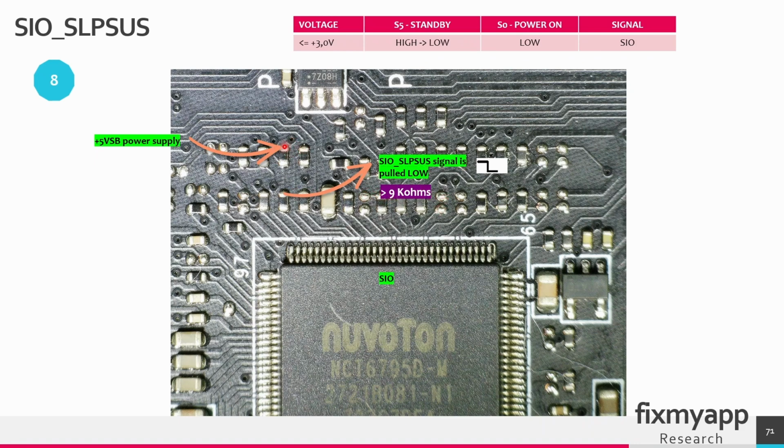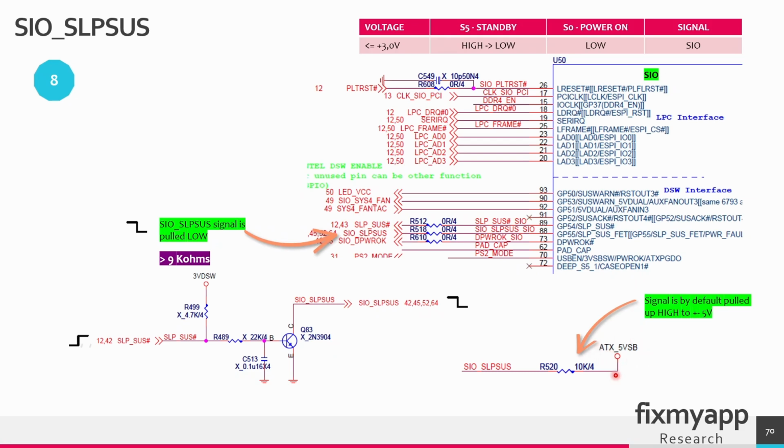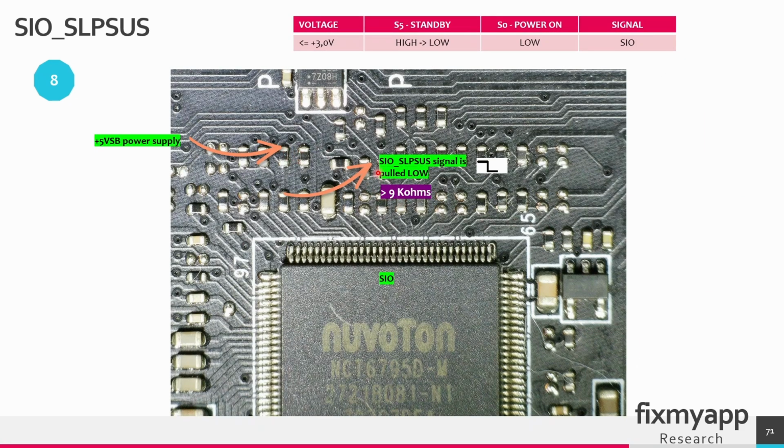And if you look at this resistor, the 5 volt will be the power supply to generate this signal, and that's the resistor here. Super IO sleep suspend signal, in a good working standby mode, it should be 0 volt. So in the standby state, it goes from high to low, and in the power on state, it remains low, and the signal comes from the SIO.